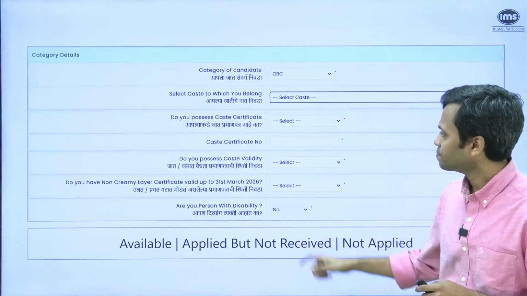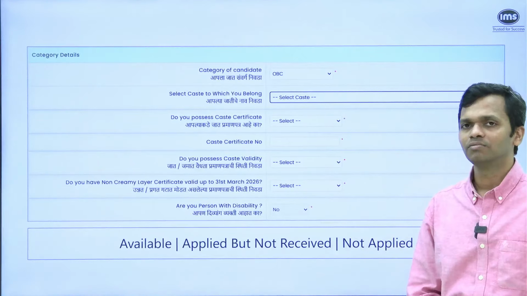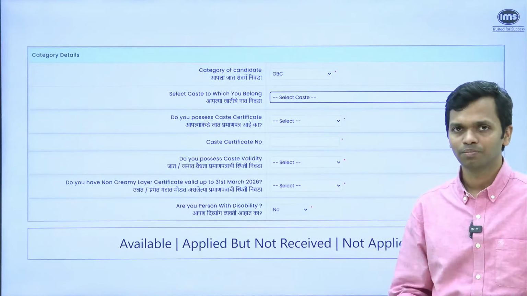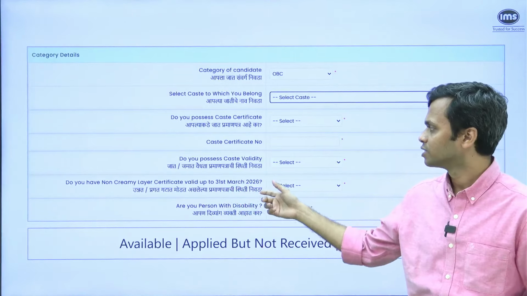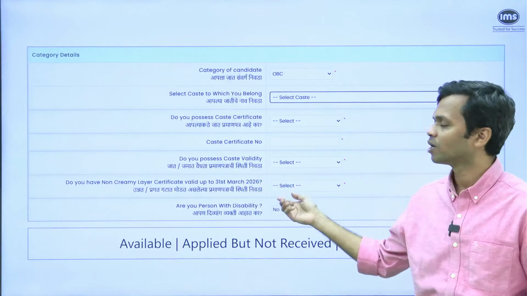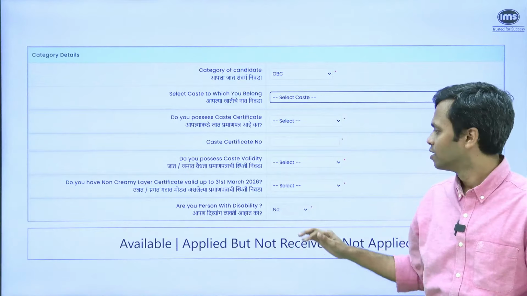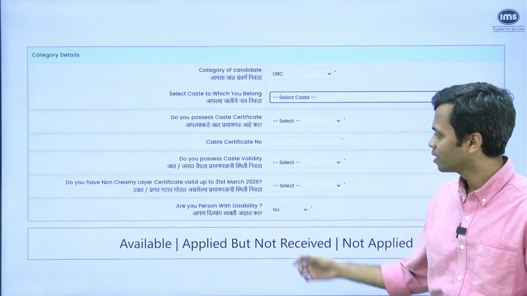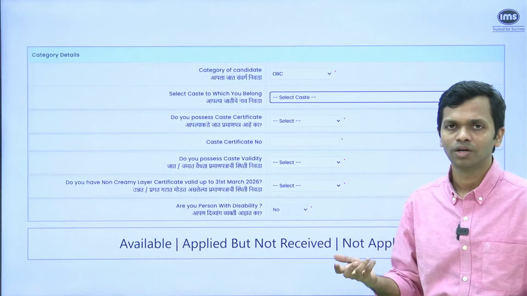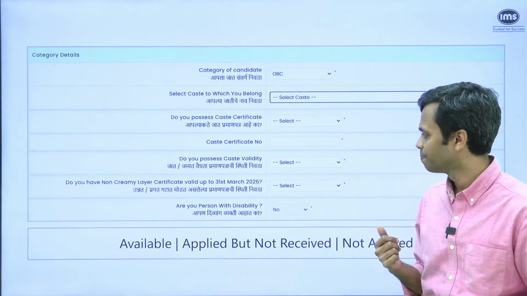Okay. Alright, then you have the caste validity. Again, they mention that you have to submit the validity certificate as well, and whether the non-creamy layer certificate is valid up to 31st March 2026. Okay. Then the disability question, which was there on the previous screen as well. Again, if you select disability, you will have to give the required documentation that is there.